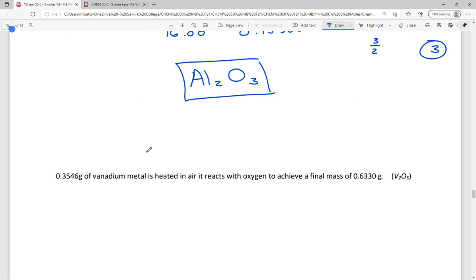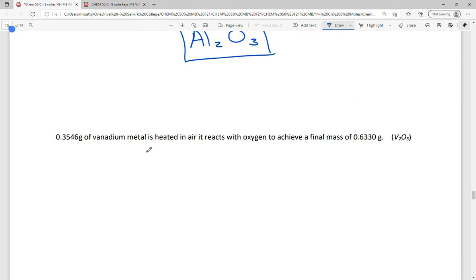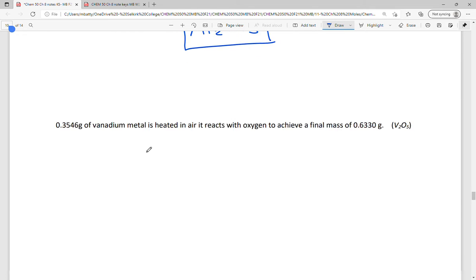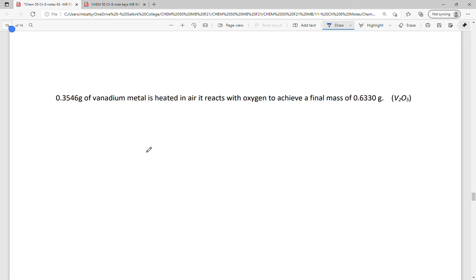Let's do another one. I know that this one has another fraction thing coming at us. So this information tells me that I have a compound that has vanadium and it has oxygen in it. The total mass is that. So if I want to figure out, so the vanadium is this much, right? The oxygen would be 0.6330 minus the amount of vanadium, right? This is the total of the compound.